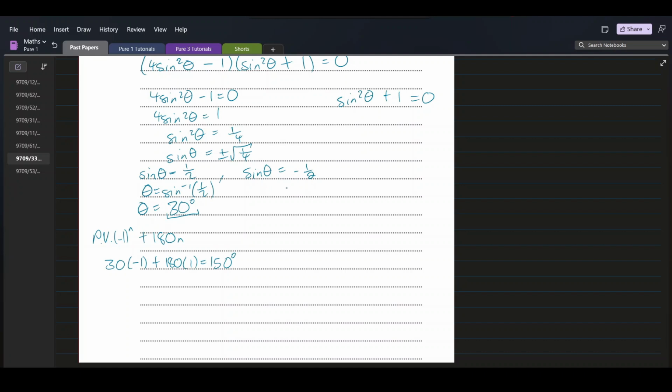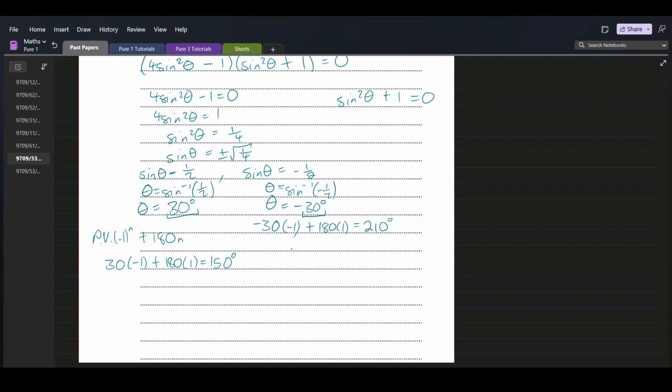And now let's evaluate sine theta is equal to negative half. Theta is equal to arcsine of negative 1 over 2. So theta is equal to negative 30 degrees. Again, we use the same formula to get solutions within the given interval. So in this case, our PV is now negative 30. Negative 30 times negative 1. Let's substitute n with 1. That's plus 180 times 1. And this gives us 180 plus 30, which is equal to 210 degrees.